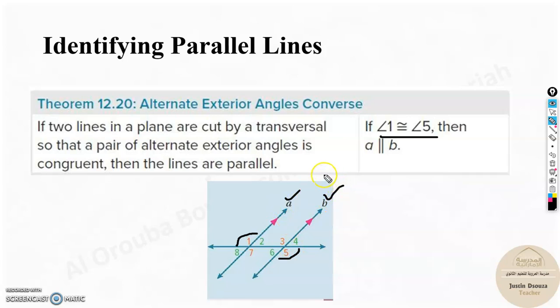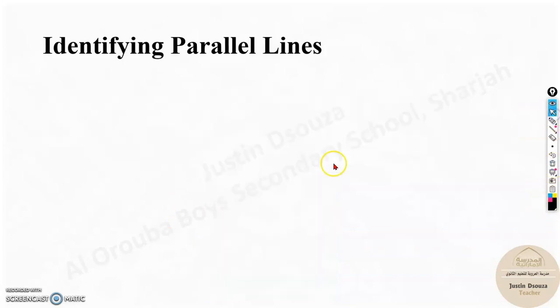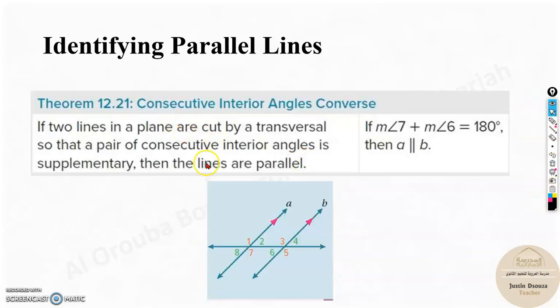In the last lesson, we had learned if A and B are parallel and it's cut by a transversal, then angle 1 and 5 will be congruent. But here we start with this angle 1 and 5 are congruent, then these lines are parallel. That's the converse. Similarly, we have consecutive interior angle theorem.